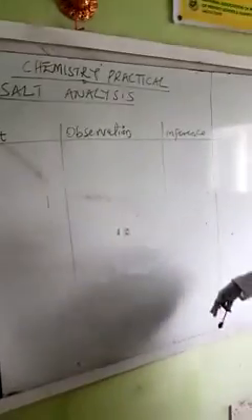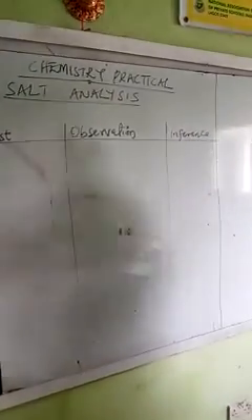So as I said before, we present our table in this format: test, observation, and then inference. Then the next thing is you read the instruction very well and stick to the instruction. So here it says C is a double salt.